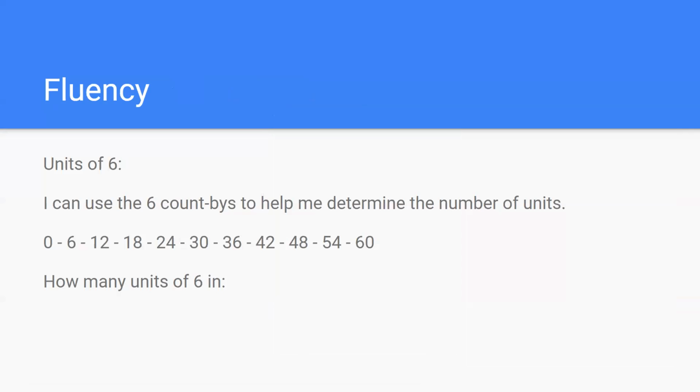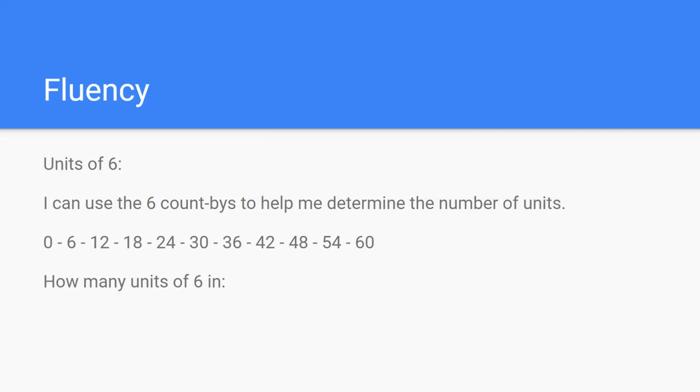Units of 6. I can use the 6 count bys to help me determine the number of units. So I'm going to give you a number, and you're going to have to tell me the number of 6s in that number. So let's start with the count bys. 0, 6, 12, 18, 24, 30, 36, 42, 48, 54, and 60.